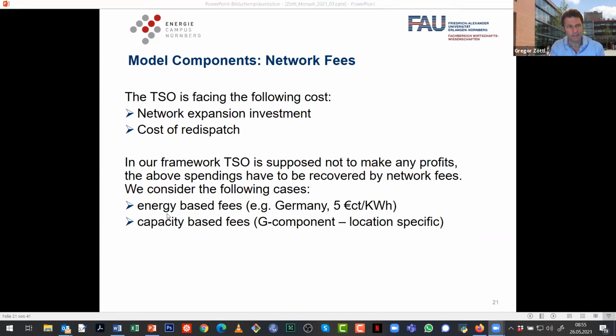We could look at energy-based fees which are paid by the customers to recover all those costs of the TSO, and we will later on also look at location-specific, capacity-based fees paid by generation facilities, maybe to induce them to locate at proper sites. That would be the idea.